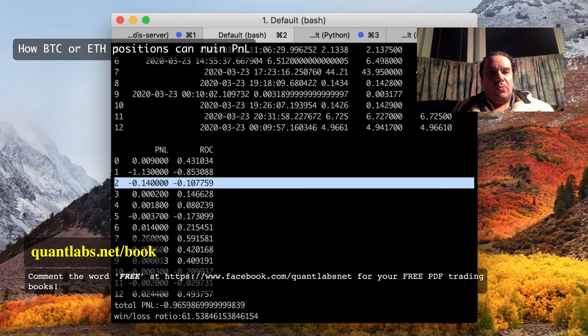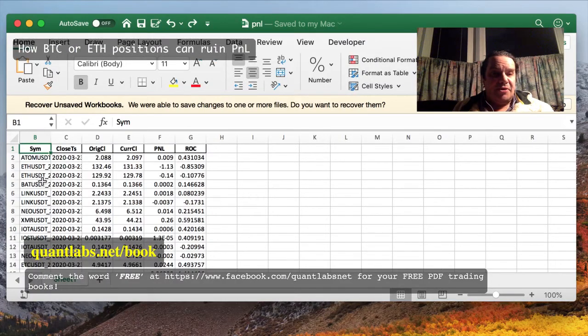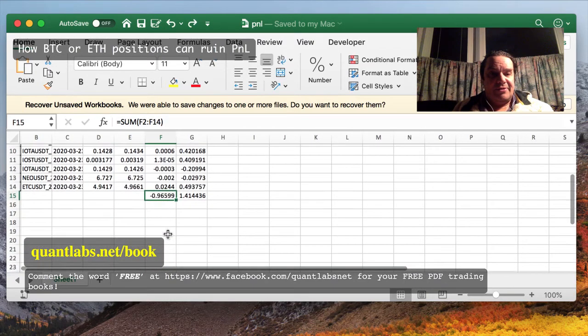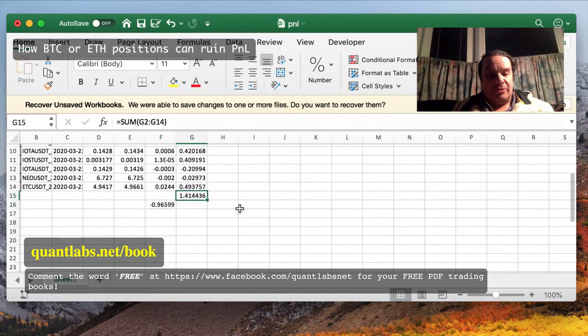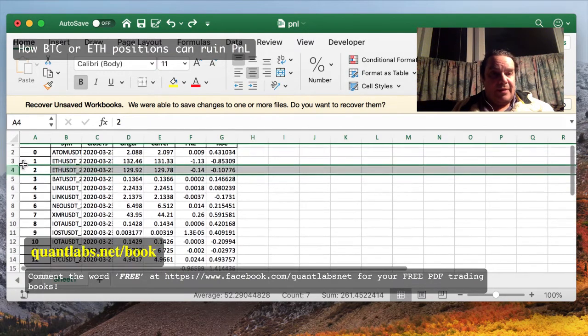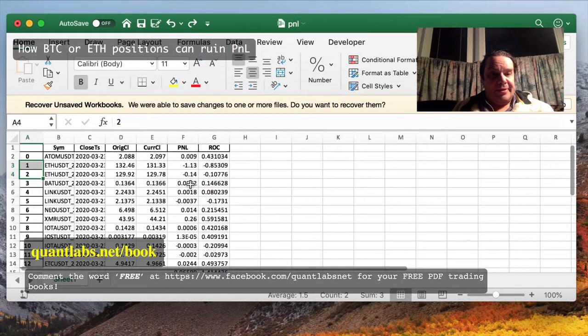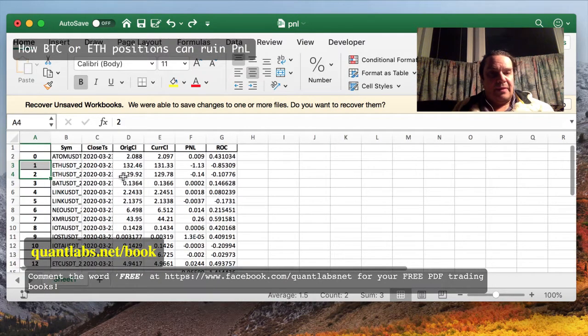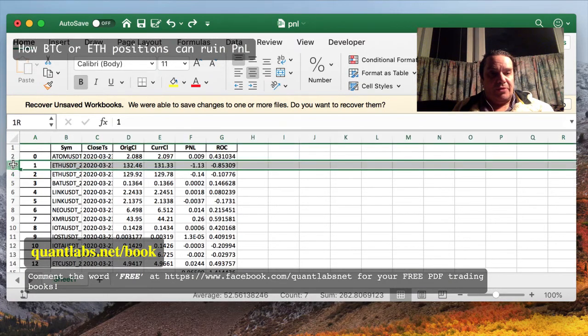So when the script runs, it creates the spreadsheet here. We have the total P&L, and that right here is your total ROC, return rate of change. So knowing that, if I took out these two positions here, you can see they're negative, negative 85 cents and negative, well, let me just show you this one, and that's Ethereum USDT.